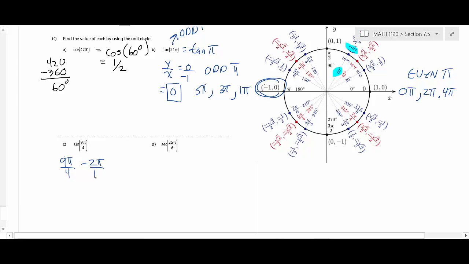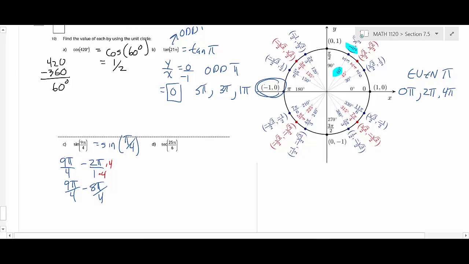Or you can convert it to degrees and do it that way. So I'm going to get a common denominator of 4. If I do that, I'm going to have 9 pi over 4 minus 8 pi over 4. So what I really am looking at is the sine of pi over 4. That's what matters. Those angles are coterminal.